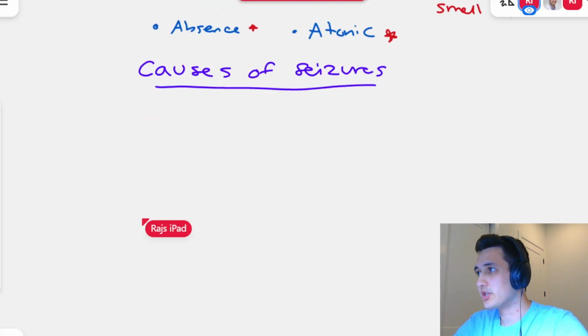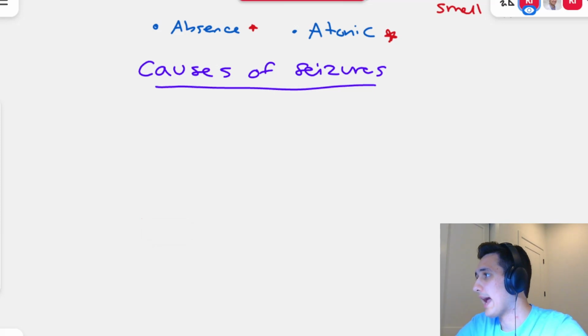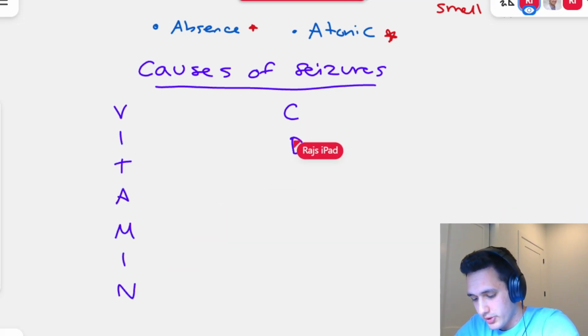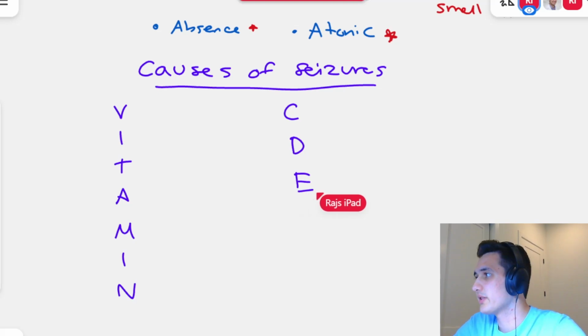So as I stated, seizures are electrical abnormalities within the brain that cause a diffuse discharge of electrical current, causing symptoms in a person. Seizures typically have an underlying cause that we need to get to the bottom of, especially if someone has one for the first time. We want to go through a list of different potential causes of why this person had a seizure. And there's a good mnemonic that I like to use for running through the causes of seizures, and it's vitamin C, D, E. We'll go over these now.